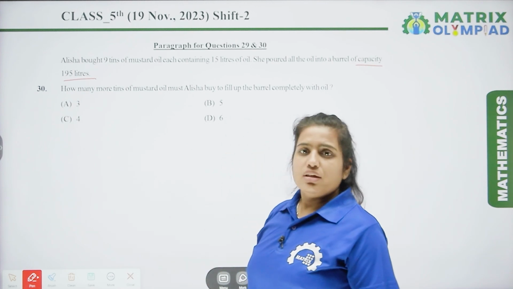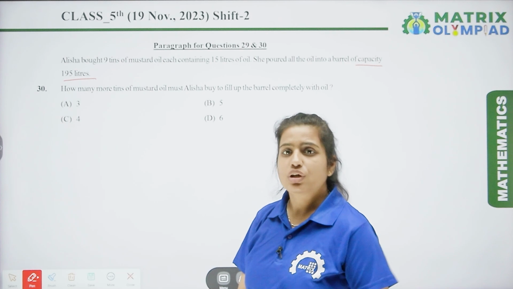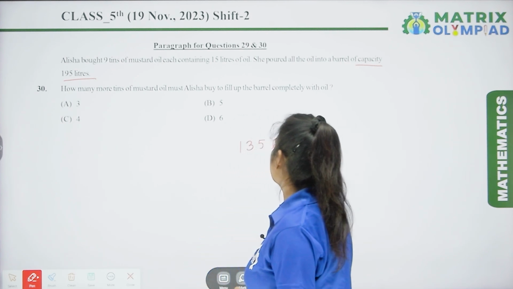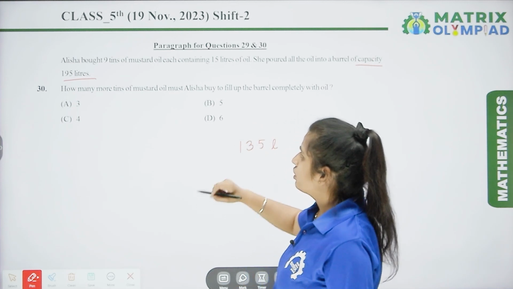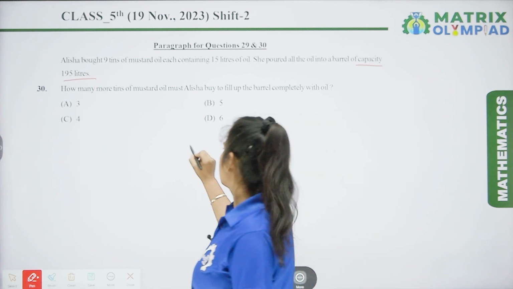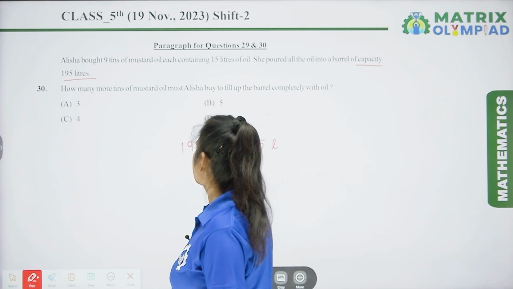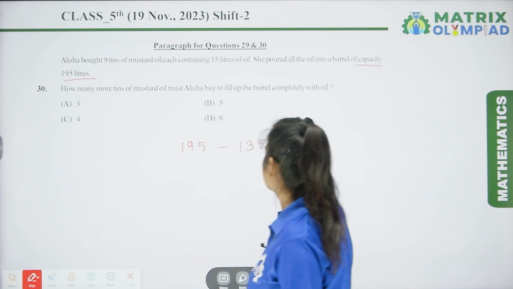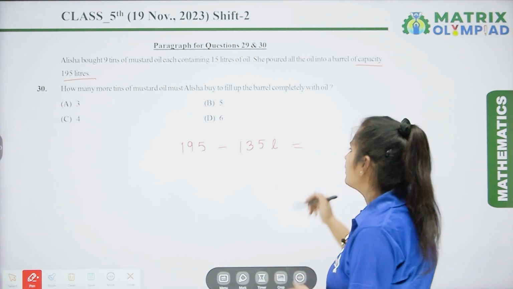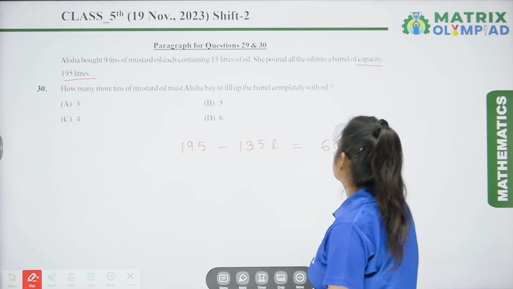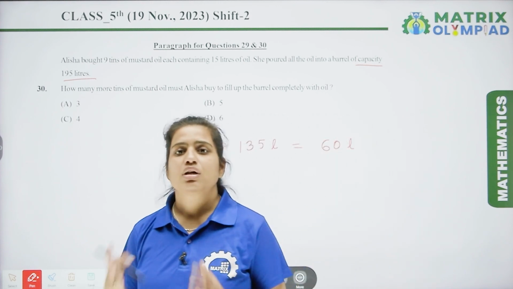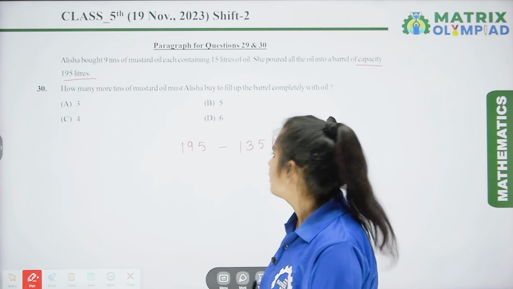So in the 29th question, she poured total 135 liters of oil in the barrel. Now we are going to subtract 135 from 195 so that we can get how much more quantity we are required. So after subtraction we get 60 liter. So total 60 liter more oil is required to fill that barrel.